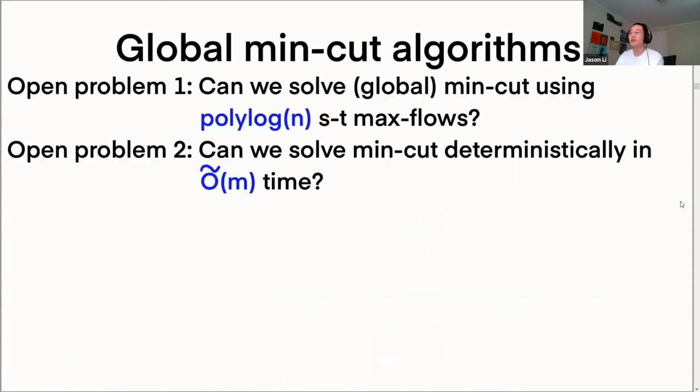So again, these are the main problems we'll be considering in the talk. Can we solve min-cut deterministically in a faster running time, ideally near linear? And also, less about running time and more of a conceptual problem: can we solve global min-cut in just polylog s-t max flows, plus some very basic, let's say near linear time pre-processing?